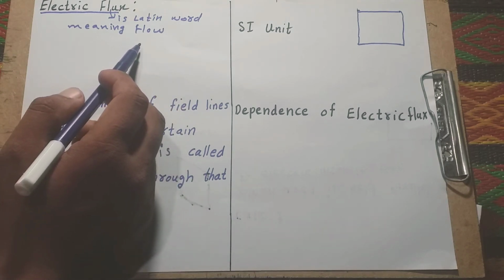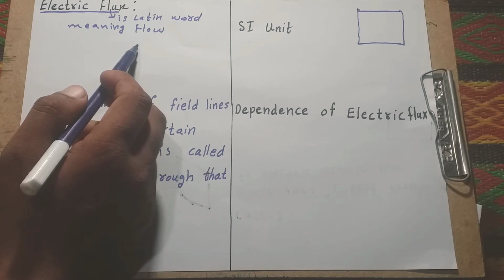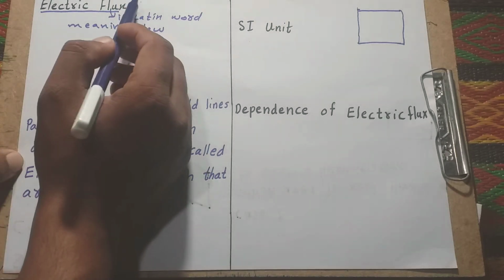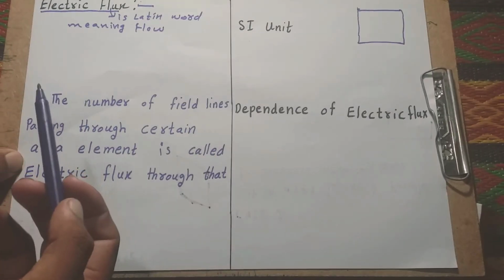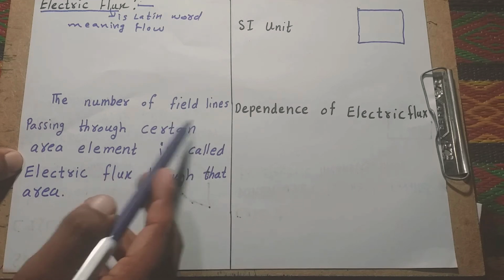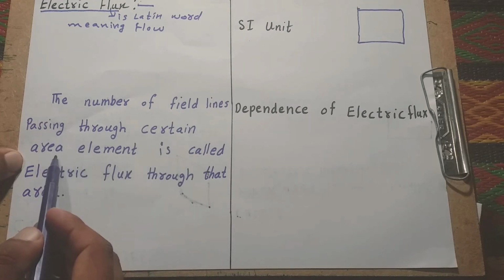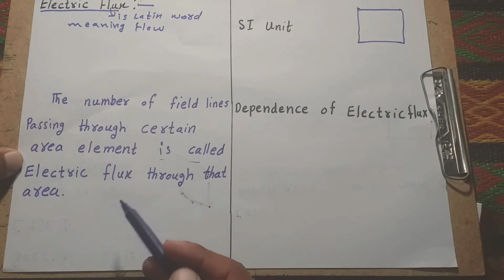We know that the flow of electrons introduces electricity, and the rest of the charge introduces a field. But what is electric flux? Flux means flow. The number of field lines passing through a certain area element is called electric flux through that area.